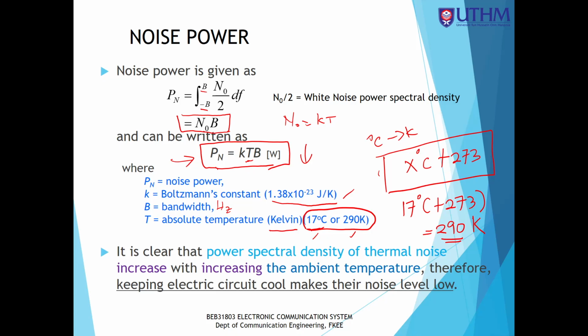And you see that the noise power is also proportional to the bandwidth. The bigger the bandwidth, the higher would be the noise power. That means we cannot use a very big bandwidth, otherwise the noise power would increase. But in this topic, we want to focus on the temperature. So the temperature must be kept low in order to reduce the noise power. The lower the noise power, the better. Lagi rendah noise power, lagi bagus.